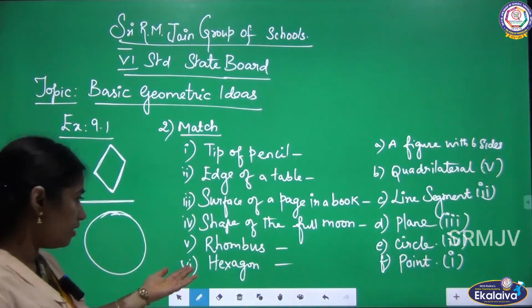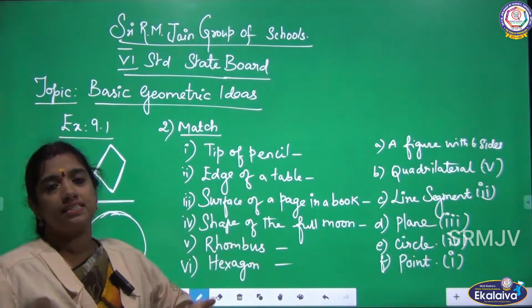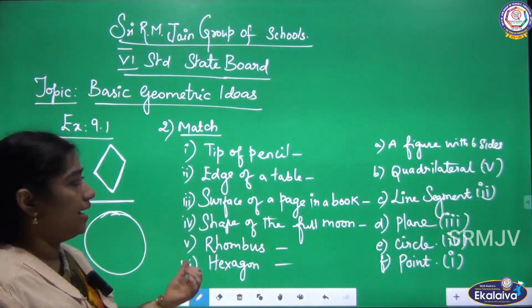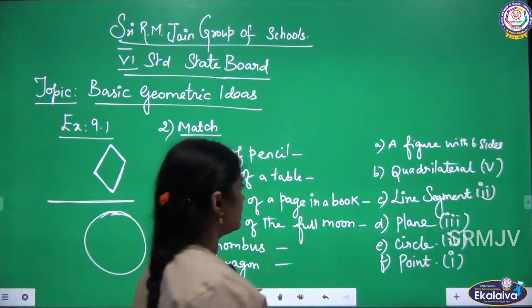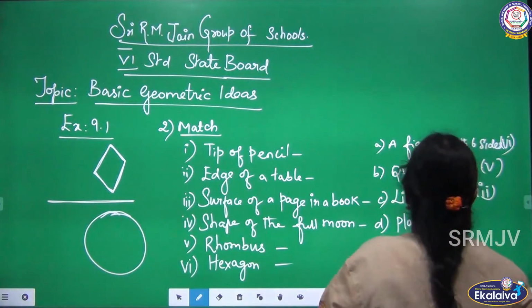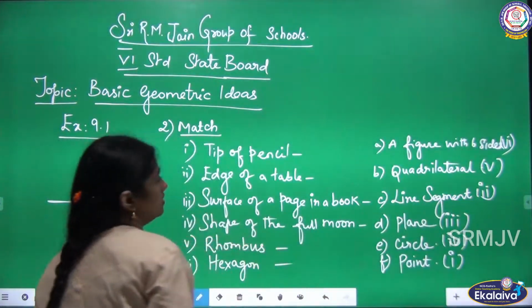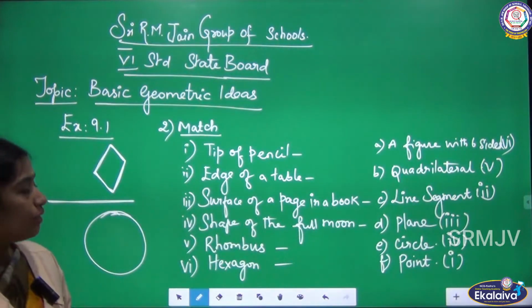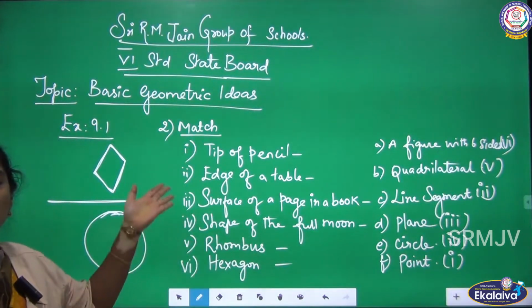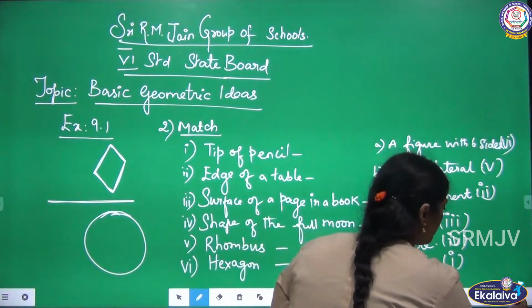Okay. Hexagon. A hexagon is a figure with 6 sides. You have 6 line segments for a hexagon. So this one is the hexagon. Is it clear? Can you understand the match the following, children? Once you thoroughly go through the definitions, you can match this. Shall I move on to the next one?